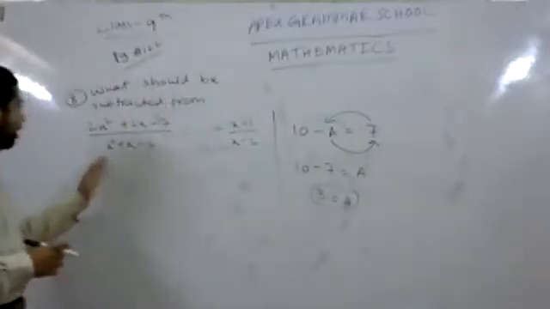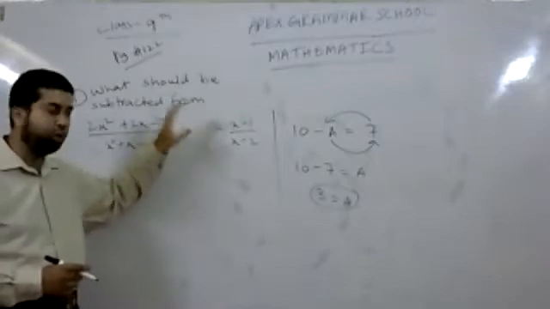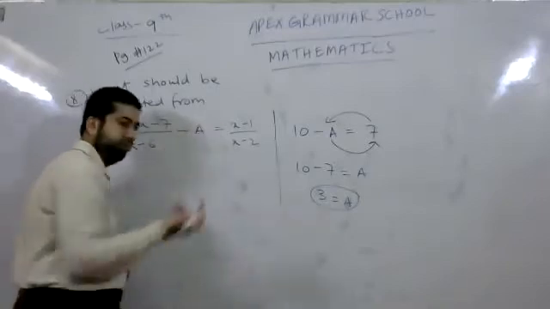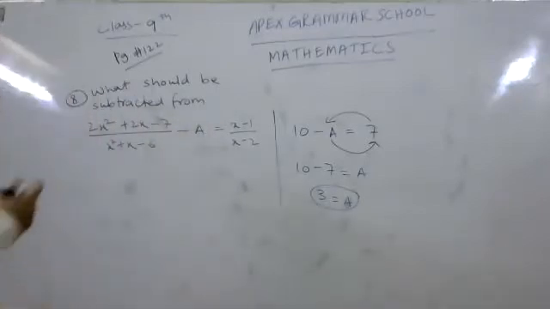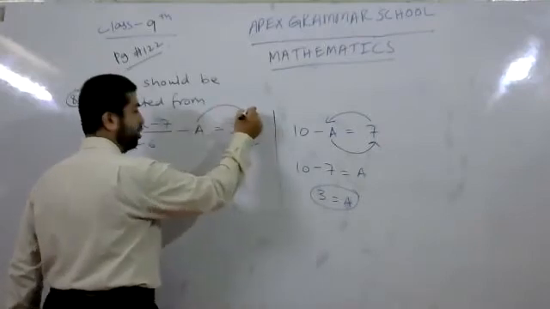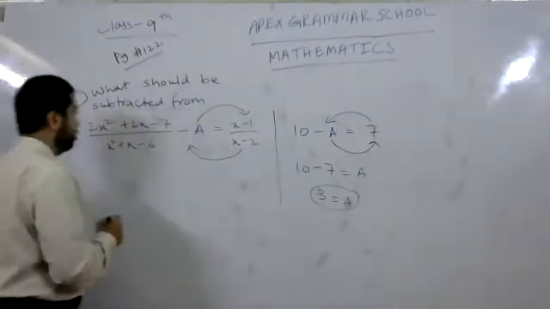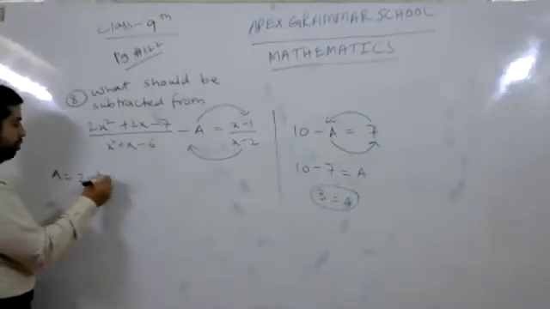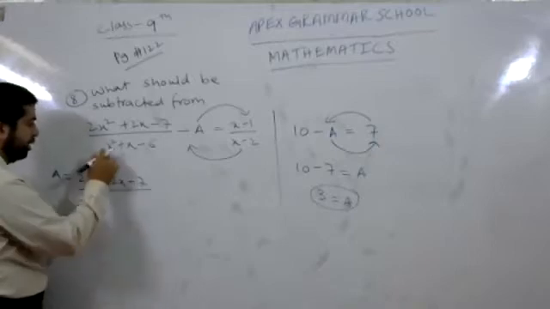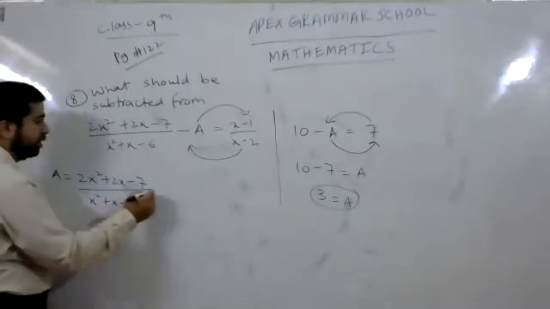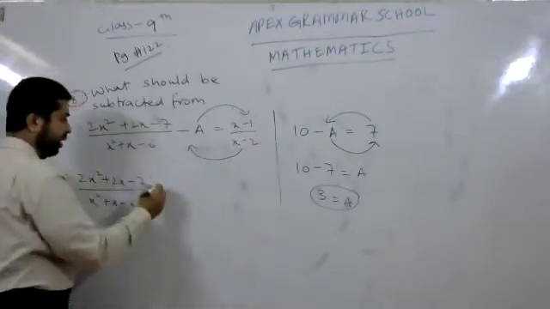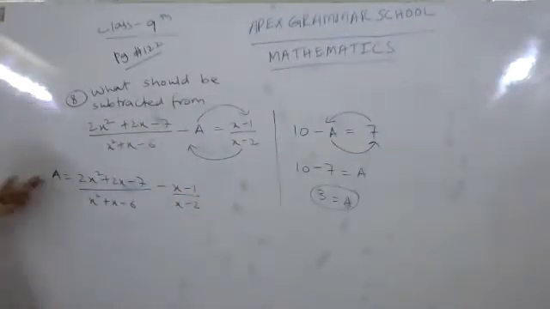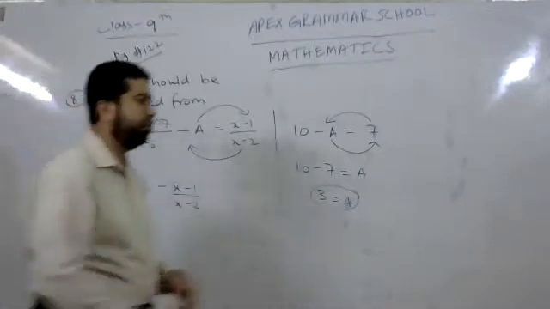So same is the thing, which number should be subtracted from this to get this answer. What is that number? We can say that suppose that number is a. So we need to find this value of a. This negative a will be positive here and this will be negative here. Meaning to say a is equal to 2x square plus 2x minus 7 divided by x square plus x minus 6, minus x minus 1 over x minus 2. Now we need to find the value of a after solving this part.